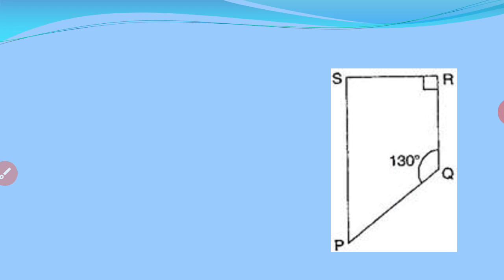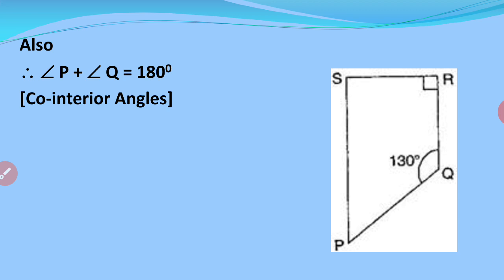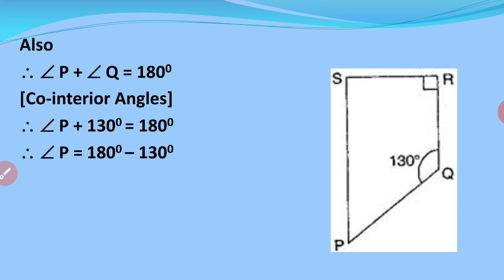The same figure, but the next transversal. Here we are considering PQ as the transversal. So angle P plus angle Q will be equal to 180. The reason is the same. They are again co-interior angles. So P comes out to be 50 degrees.